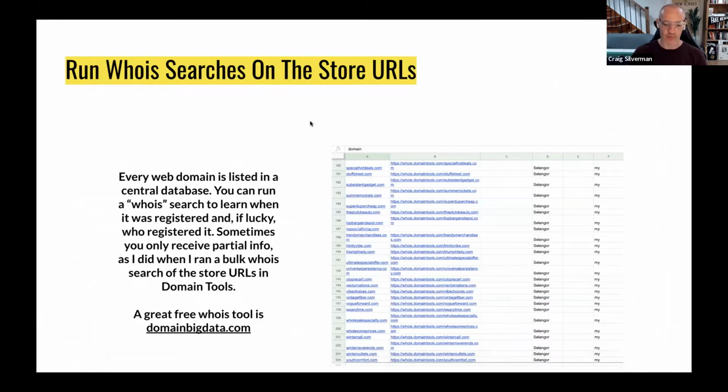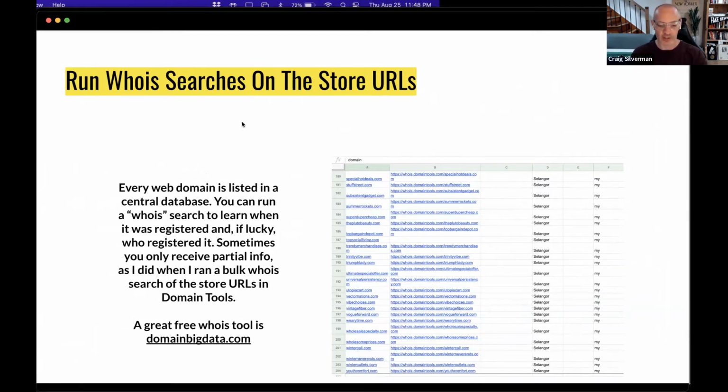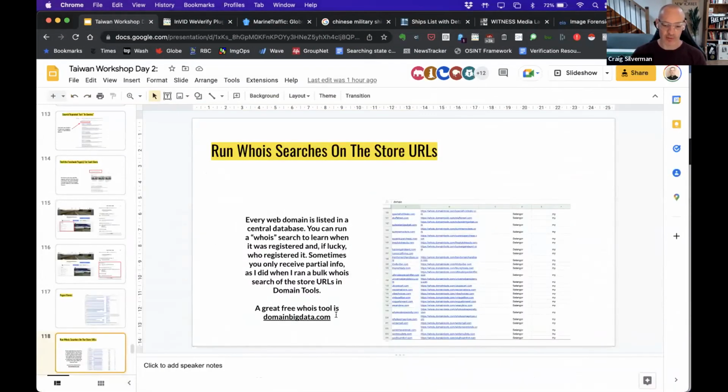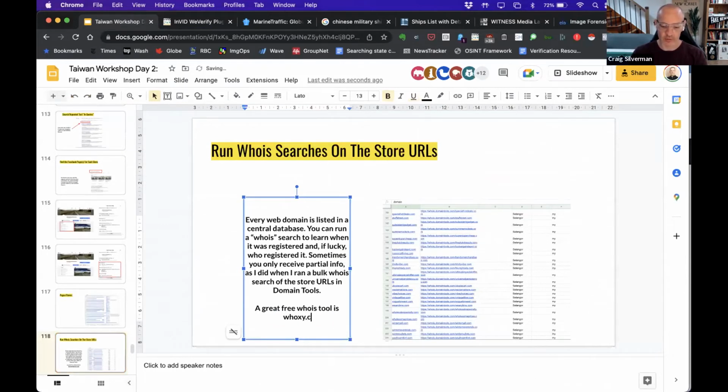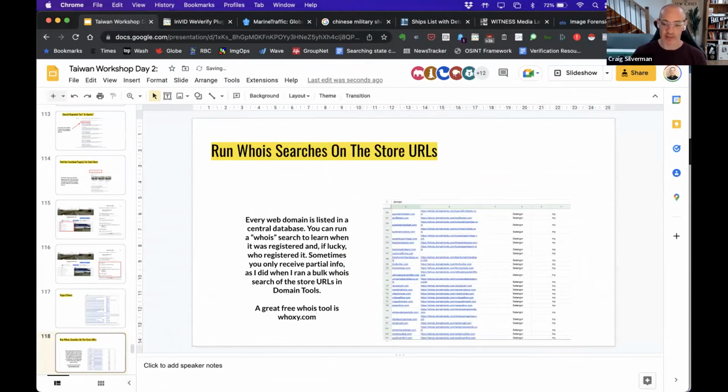I started to run searches for all of these online sites to see if I could find ownership information in the database. And in the end, what I saw, and actually I realized here I'm advertising domain big data, which isn't so great. So let's replace that with whoxy, because domain big data is dead. Very sad. It was a great free tool.